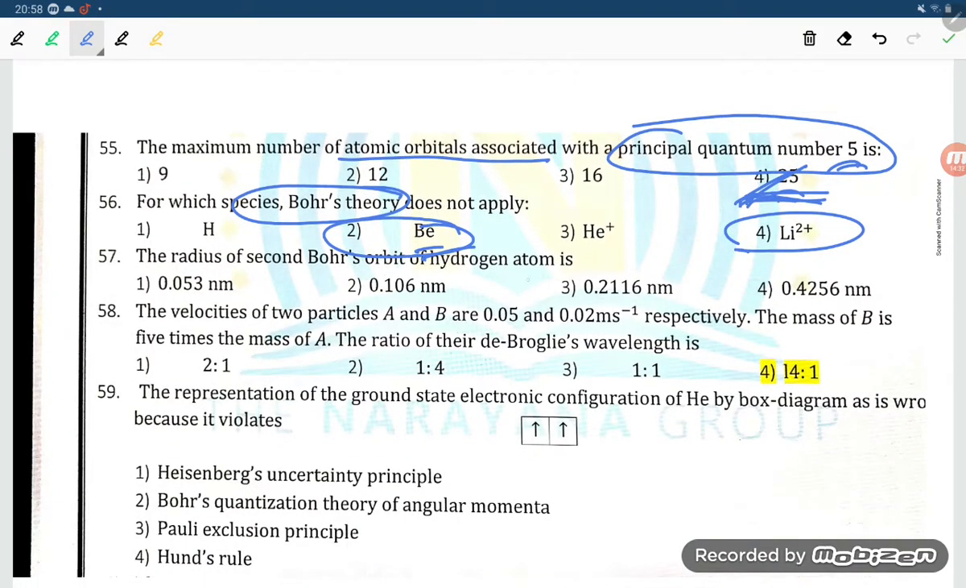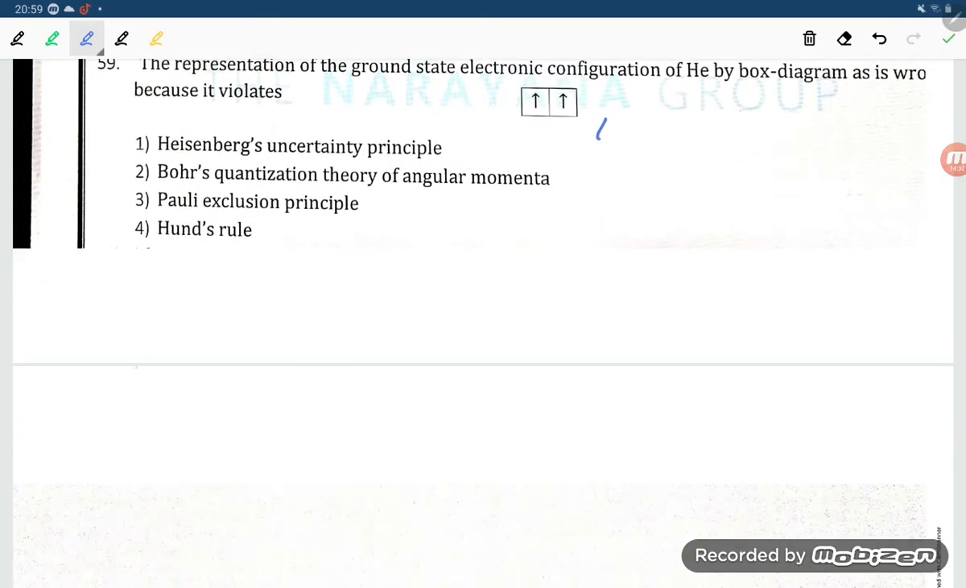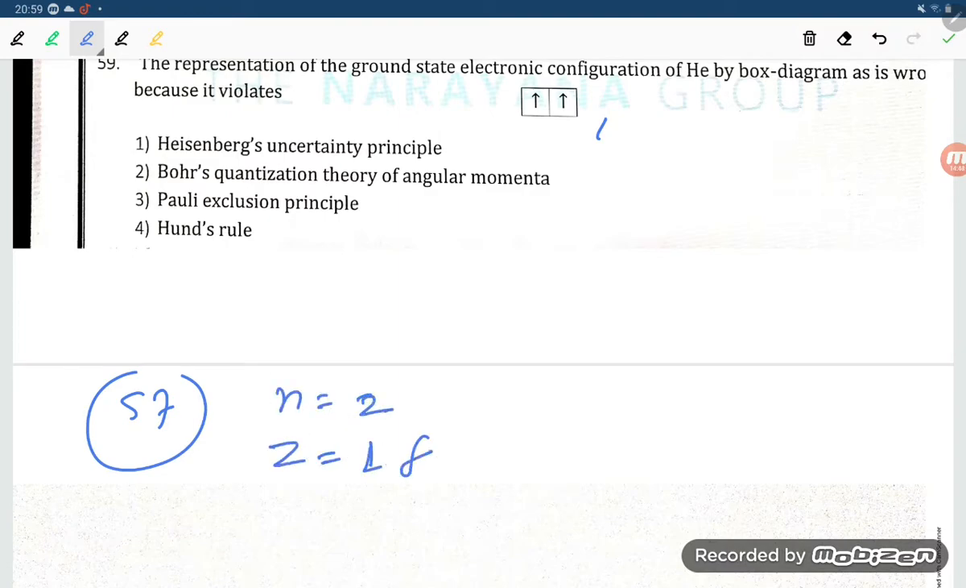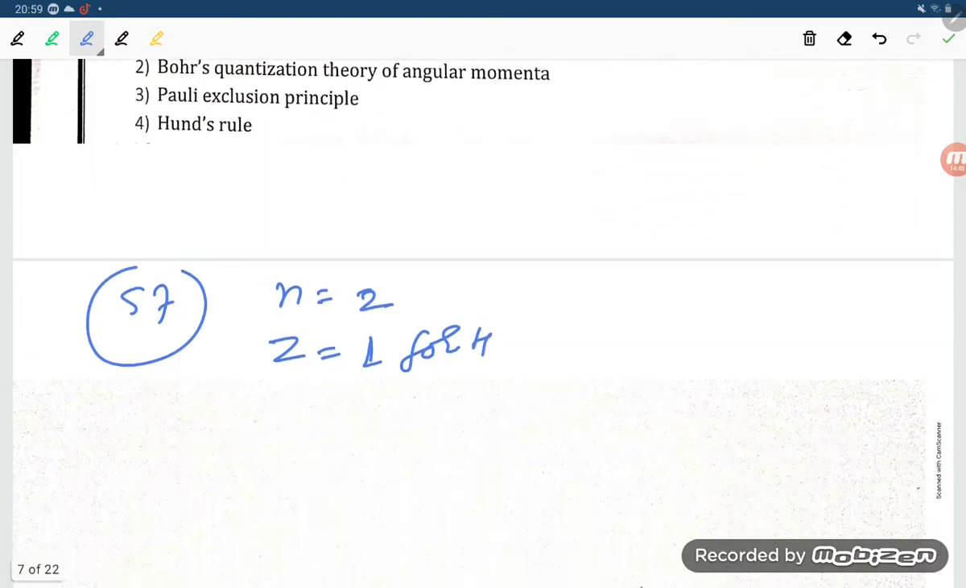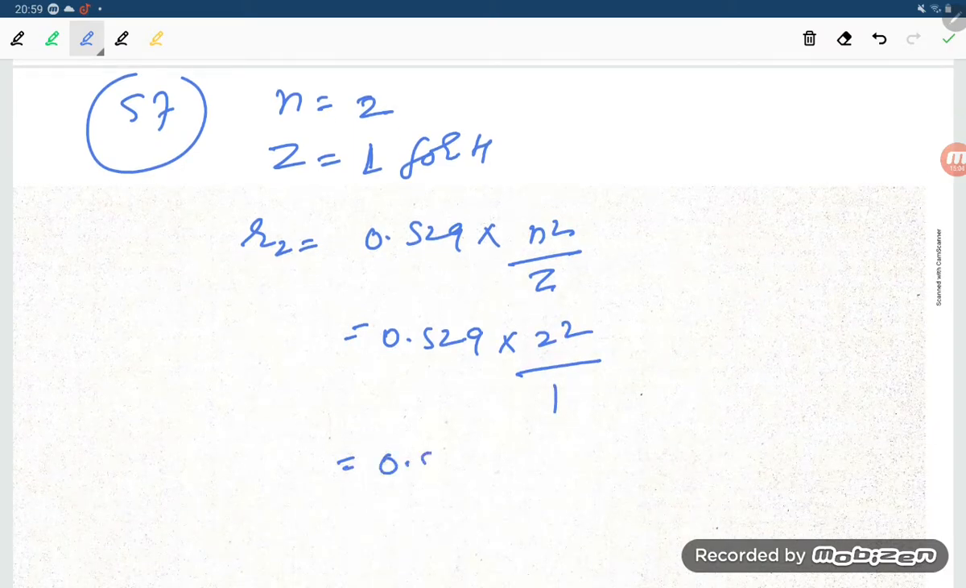The radius of the second Bohr orbit of hydrogen atom, 57, you see student. How can you solve 57? For the second orbit, n equal to 2, and Z is equal to 1 for hydrogen. So what is the formula student? R2, second orbit, is equal to 0.529 into n square upon Z. So 0.529 into 2 square upon 1. So how much will come? 0.529 into 4.